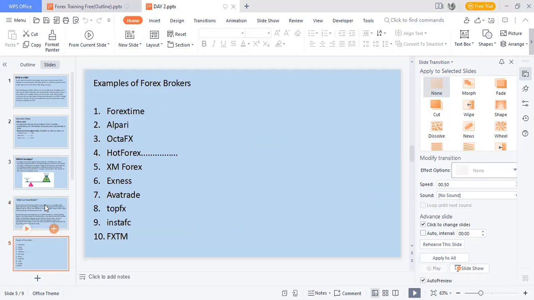FXTM is another good one. InstaFX is good. TopFX is good. And Apari is good. Are you with me? All of these are top forex brokers. I'm not saying there are no others, or that those others are not good, but the ones I've used are Hot Forex, TopFX, Avatrade, so on and so forth. These are the exact trading brokers I have used.